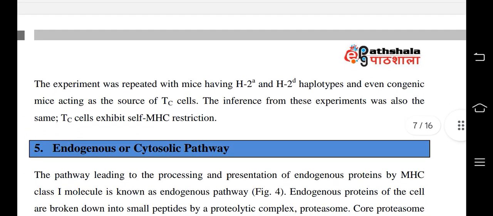The experiment was repeated with mice having H2A and H2D haplotypes and even congenic mice acting as a source of TC cells. The inference from these experiments was also the same: TC cells exhibit self-MHC restriction.